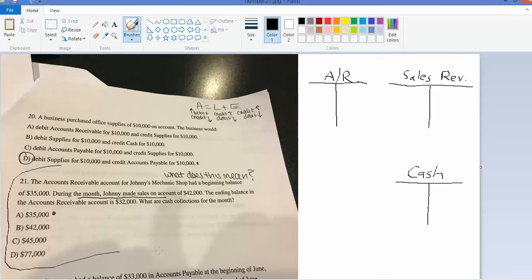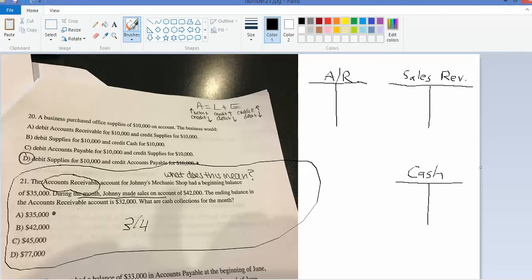This is a problem where you have the classic 3-4, and we talked about that in class. The only reason I call it a classic 3-4 is you're given three components for the accounts receivable account, but you're not given the fourth. But you're given everything you need to back into that fourth one.